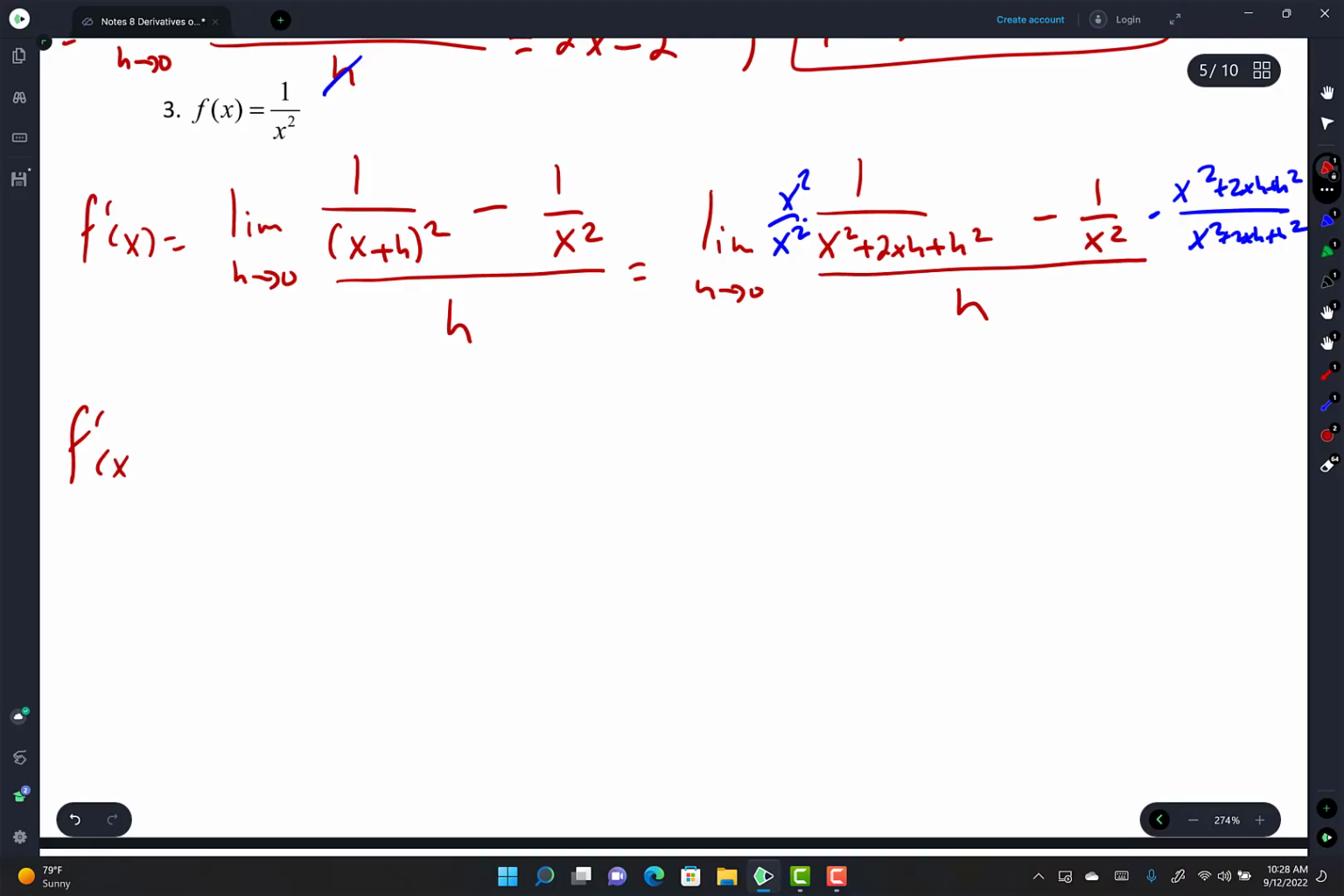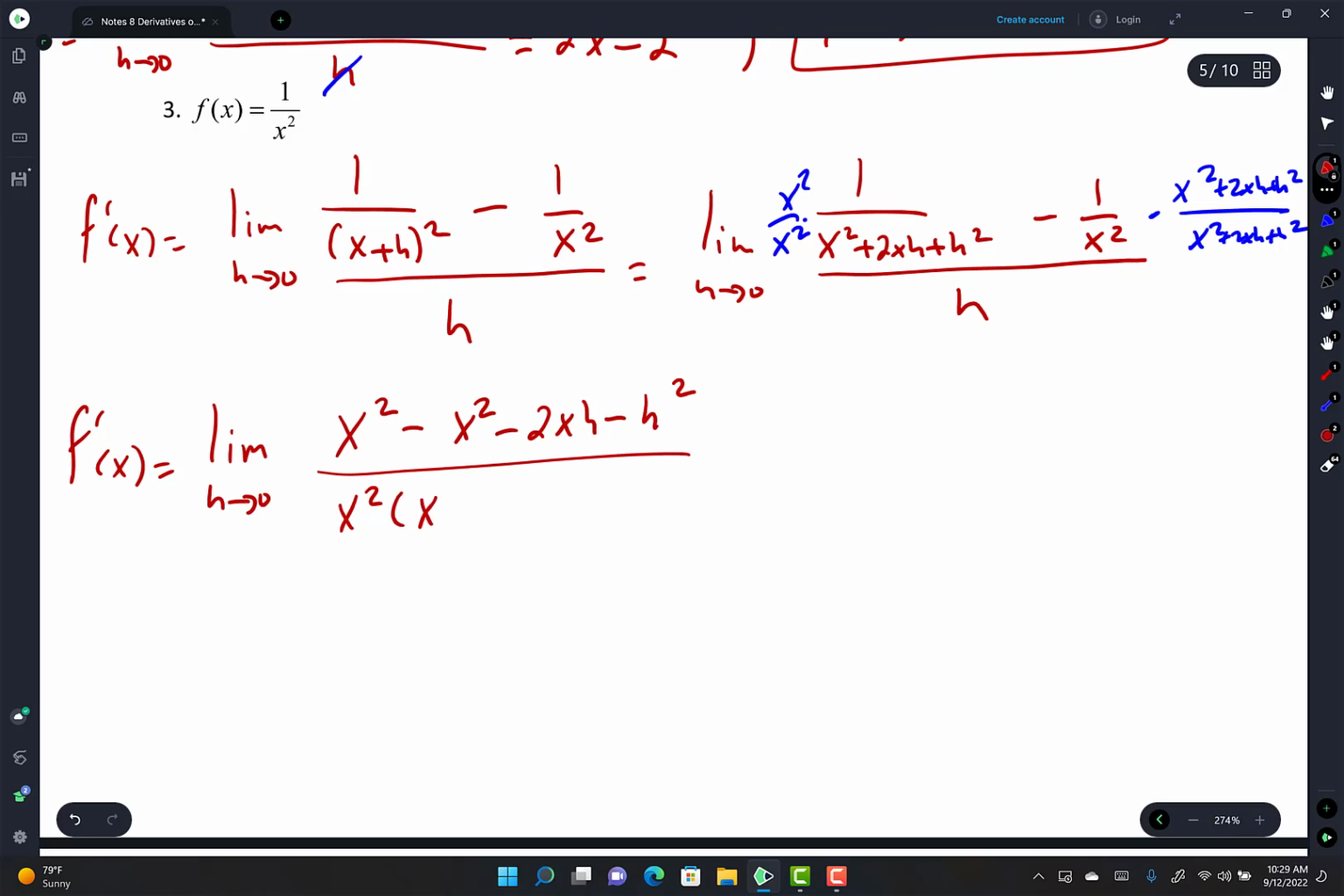Don't worry, we're almost done with this. Limit h approaches 0, and here's what we have. X squared, and I'm going to distribute the negative, minus x squared minus 2xh minus h squared over, and in the bottom I'm not going to distribute, x squared parenthesis x squared plus 2xh plus h squared close h. I brought the h up. Yeah, I'm slowing. I slowed.